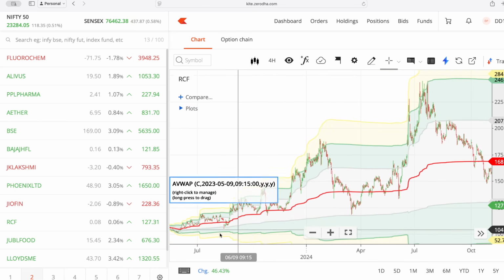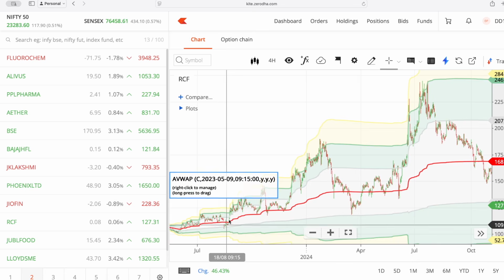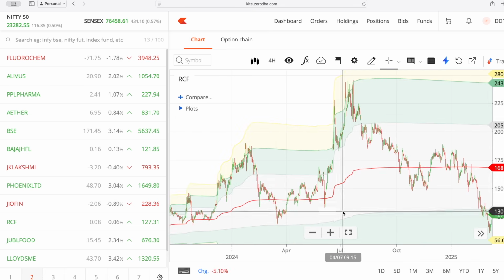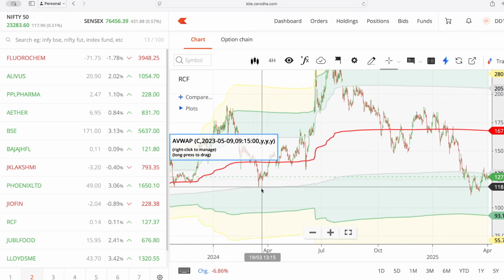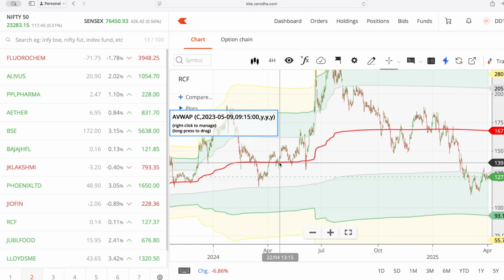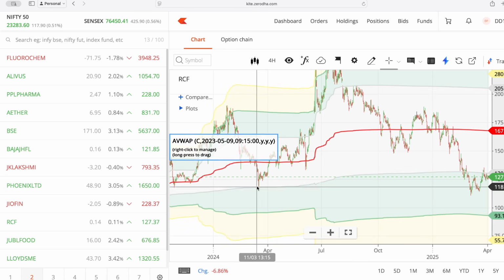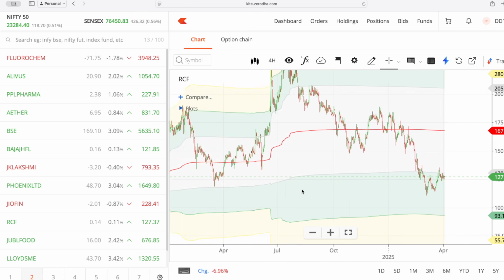Now again, in this stock, if you see here, it is coming and touching at this point, and over here it has not yet touched. So basically you see this is acting like a support level, okay? And a lot of people are entering positions. That's what I'm trying to say. So below the fair value, somewhere at these levels, is an area to add on.